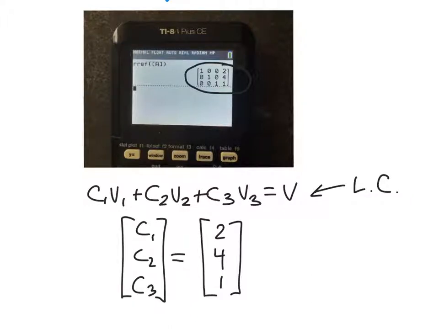So this is not going to be an open set. This is a singular solution. There's only this one way that you can get from those vectors, the v1, v2, v3, those column vectors, to the desired vector v. It's only happening this way. The previous problem that we did, there's infinitely many ways that it could happen, all dependent on what you choose as your C3.